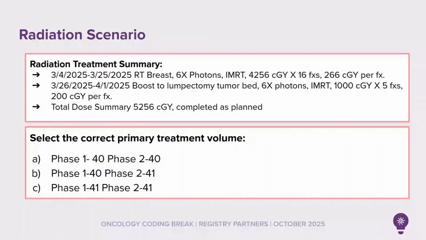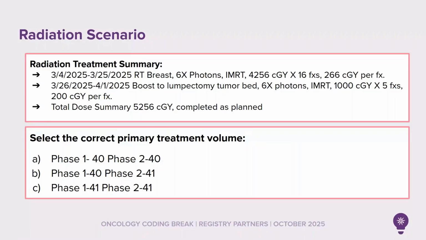Here is a radiation coding scenario, and this is our radiation treatment summary. 3/4/2025 to 3/25/2025. Treatment directed to the right breast with 6x photons, IMRT, 4,256 centigrade and 16 fractions, 266 centigrade per fraction.